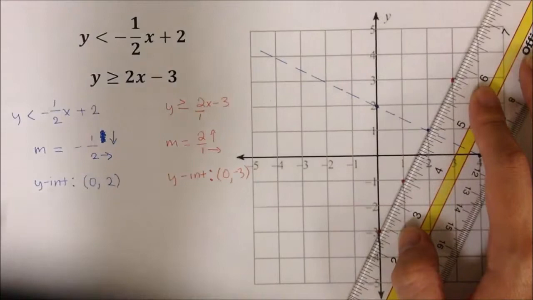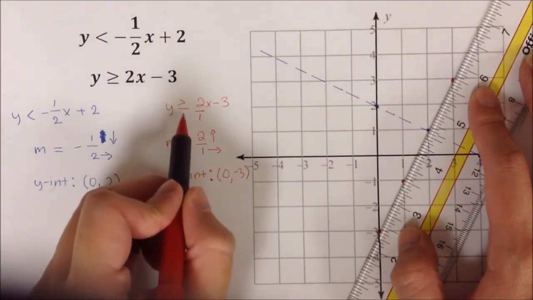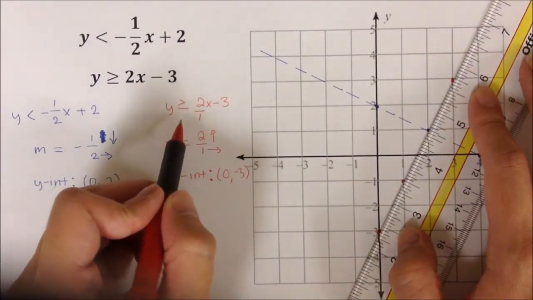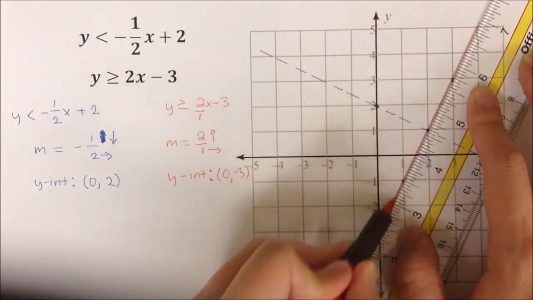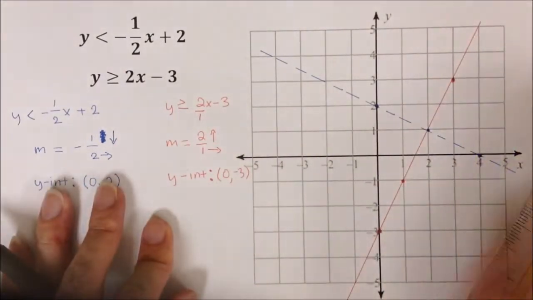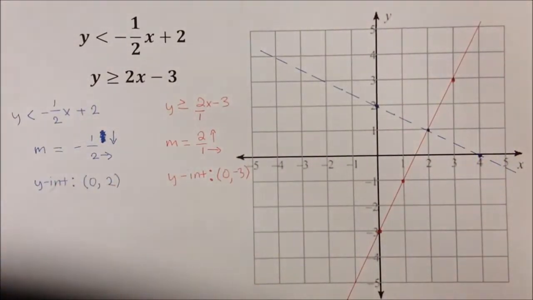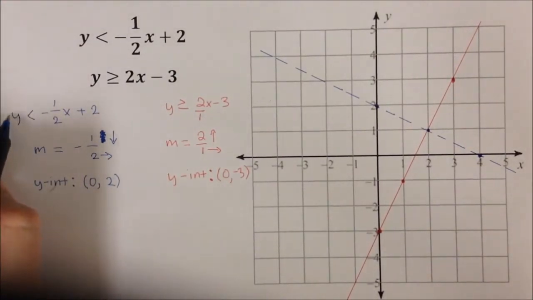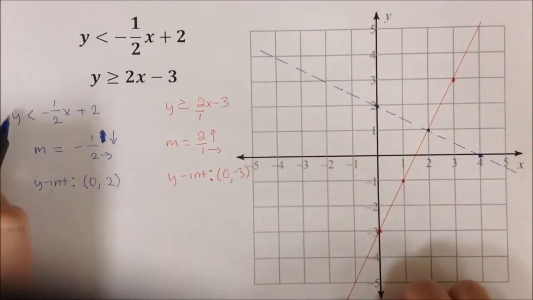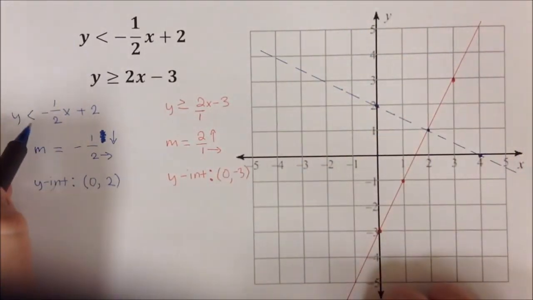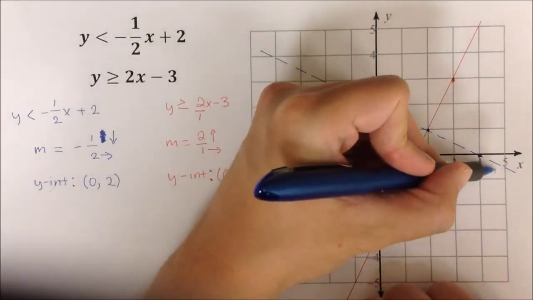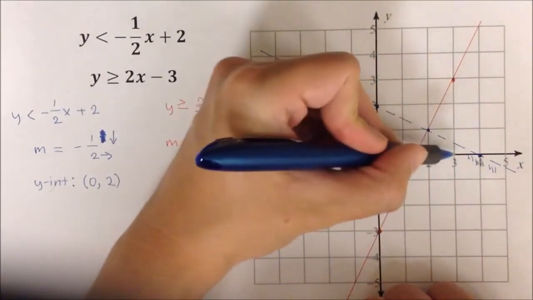Alright, based on this inequality sign right here, greater than or equal to, it's going to be a solid line. So let me show you a solid line. So here's my solid line. Now, from there, I'm going to look again at the inequality sign. For the first one, the blue line, it says y less than. So we see that the inequality sign is facing away in the opposite direction. Since it's facing away, I'm going to shade below. So I'm going to shade a little bit below the line.